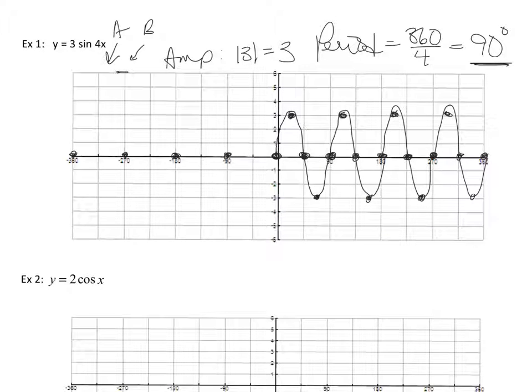Same is true on the left-hand side of the graph, where my angles are negative. Between 0 and -90, I have an x-intercept here. In between these, I have a low point. In between these, I have a high point. And you can see how we can continue on the pattern.